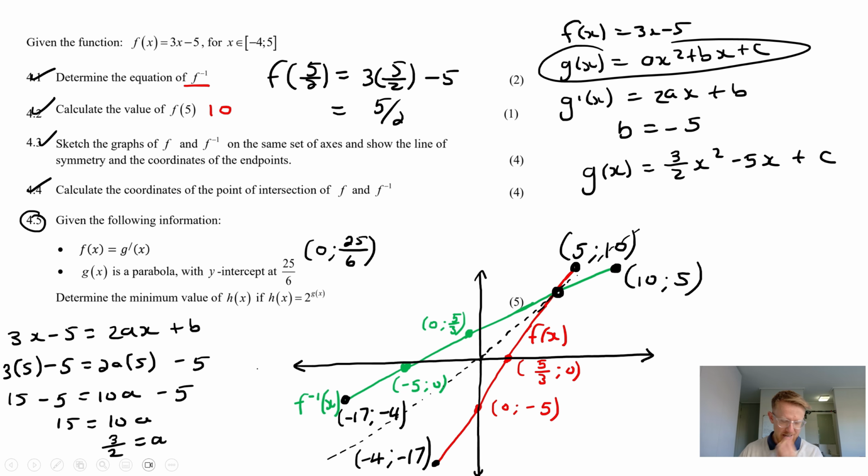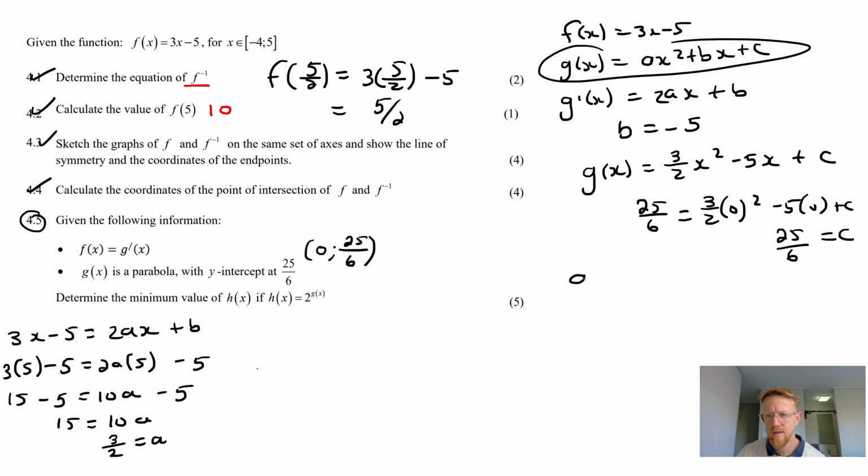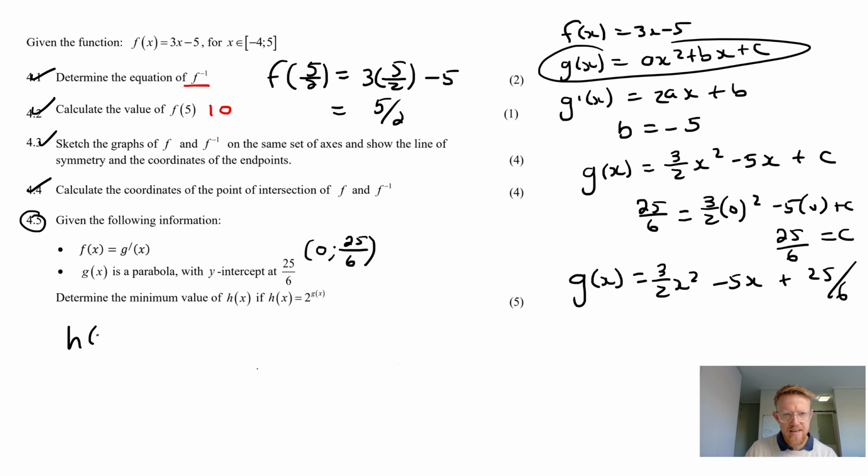And so we can go plug that in now as 25 over 6 equals 3 over 2. The x's are all going to be 0. And you will end up with c as 25 over 6. So now we have the equation of g. And so the equation of g is now going to be 3 over 2 x squared minus 5x plus 25 over 6. Now, they say determine the minimum value of h. And h is 2 to the power of g of x. So they want to find the minimum value of this.